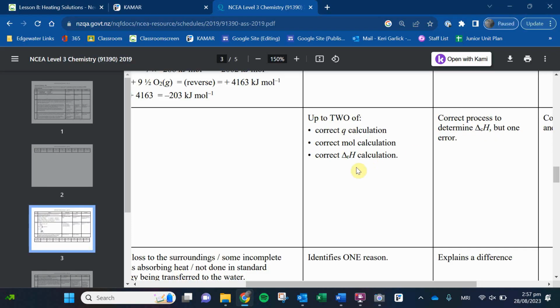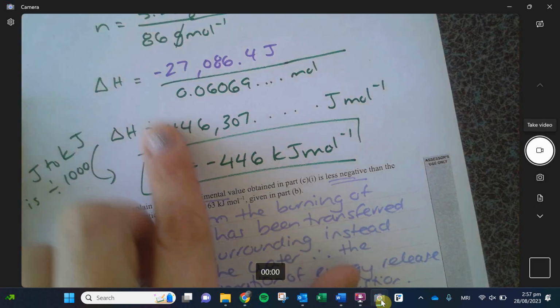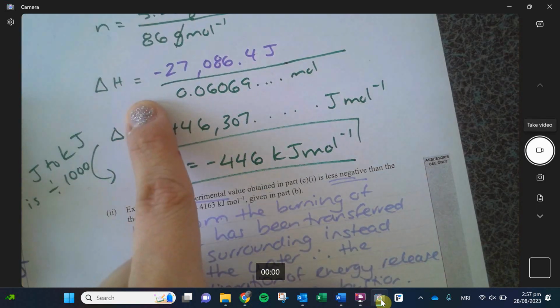The last one was correct calculation for the delta H. So not necessarily the right answer, but you've carried the wrong answer through and you've done this step correctly. So that's what that one was.